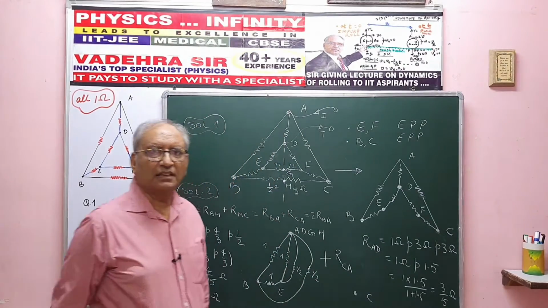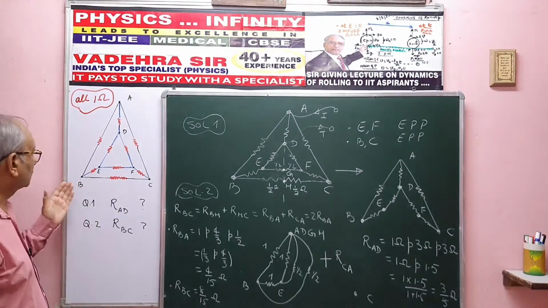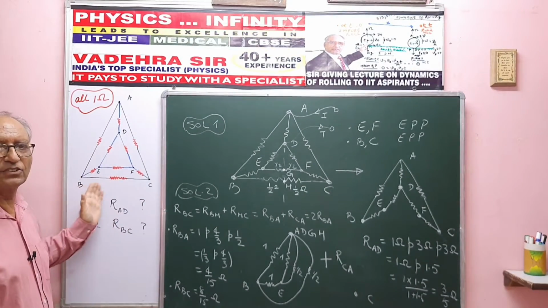Now, let's go to question number 2. In question number 2, we have been asked to find the resistance across BC.